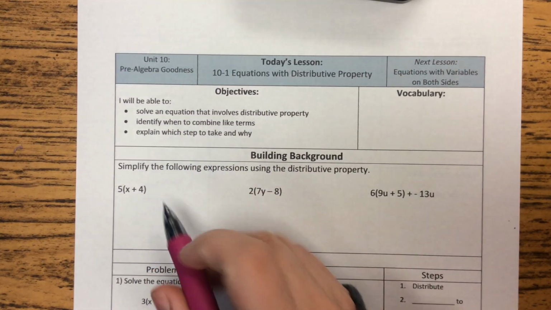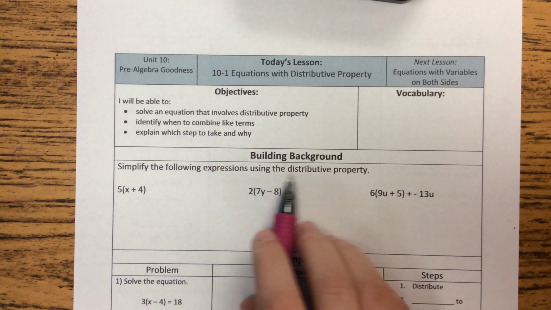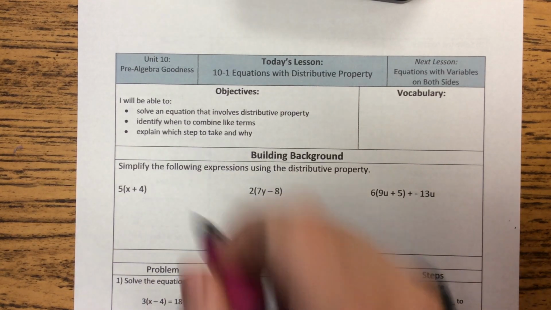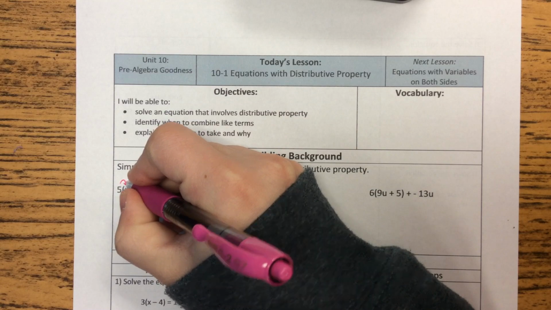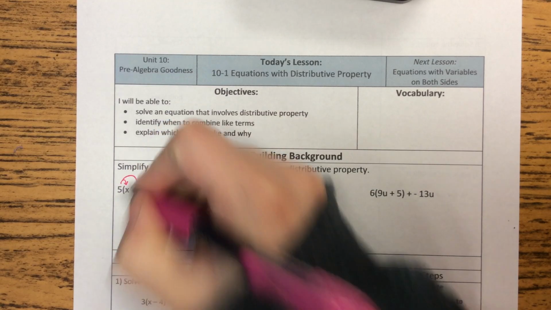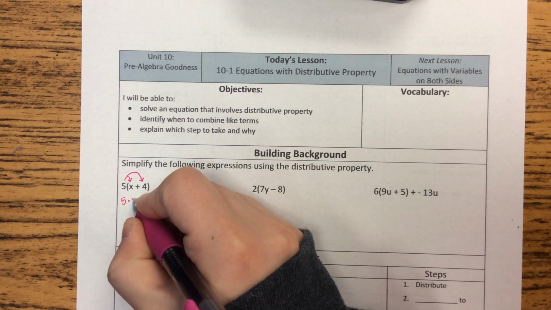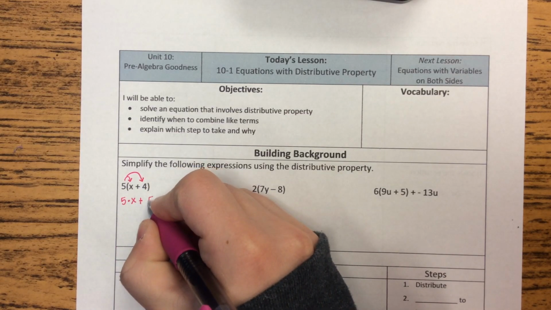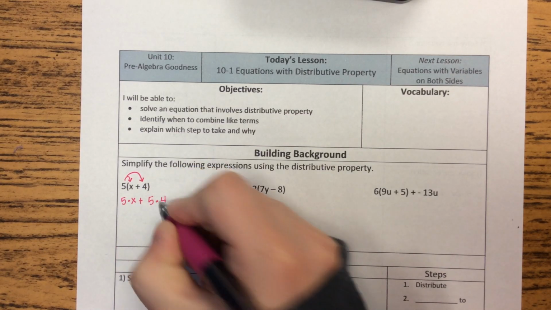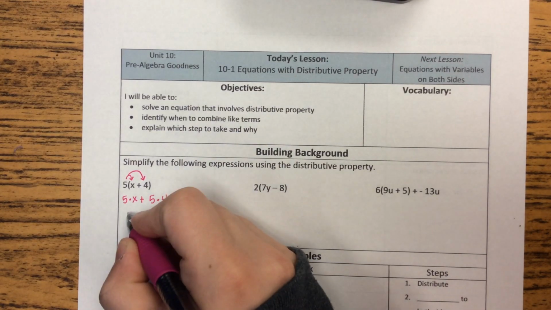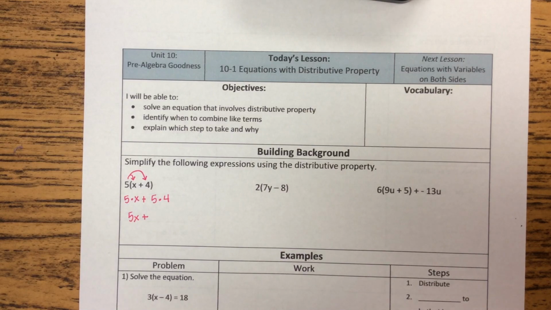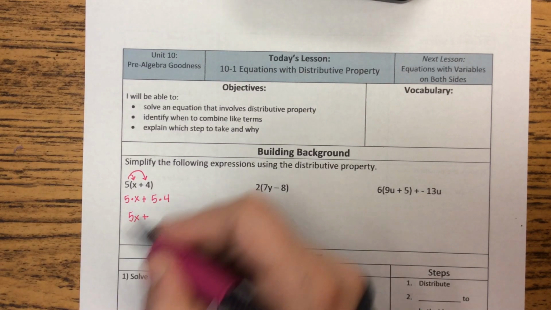Okay? So for these first ones, we're going to just simplify using the distributive property. So remember the distributive property goes pew, pew. Okay, so we have 5 times x plus 5 times 4. Okay, and 5 times x is really just 5x plus 5 times 4 is really just 20.